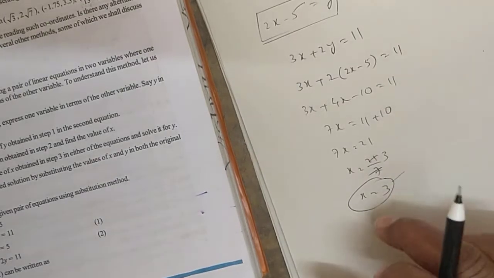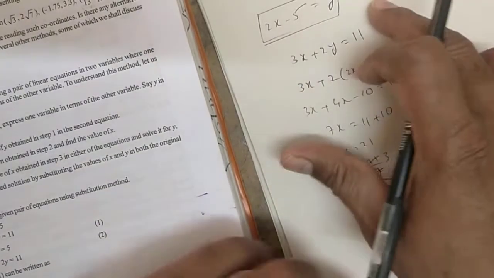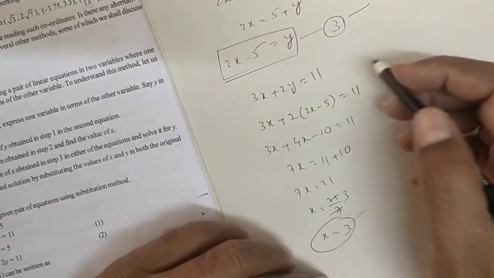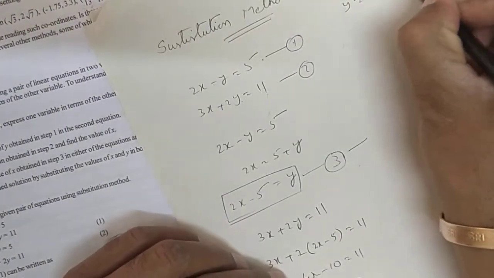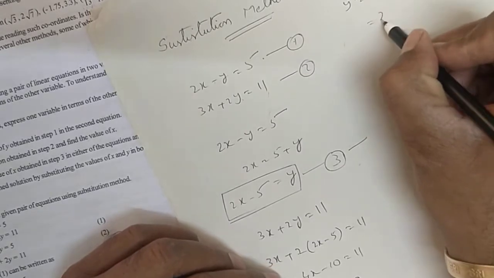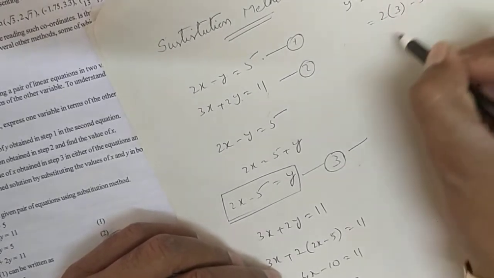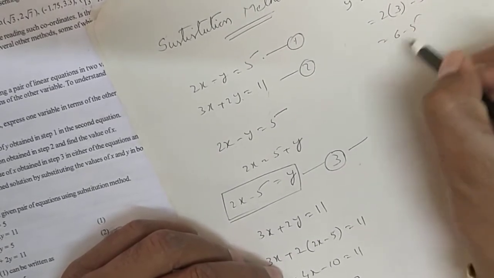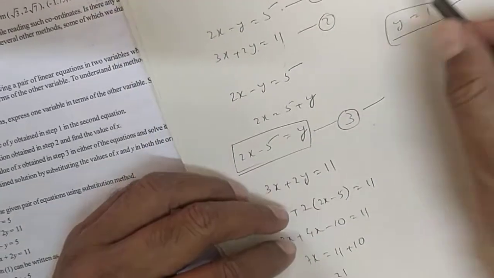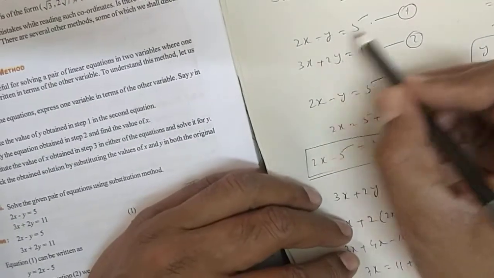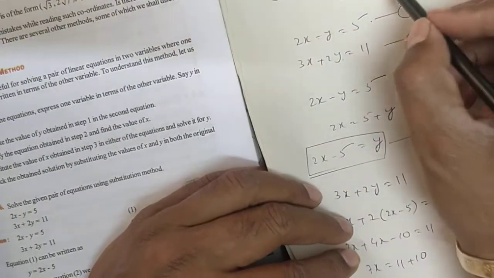Then what I have to do: this x is equal to 3, I have to substitute in equation number 3. So equation 3 is what? y is equal to 2x minus 5. So I am substituting x is equal to 3 in this. 2 threes are how much here? 6, minus 5 is 1. So what I got here, y is equal to 1, I got it. So I solved the pair of linear equations by the substitution method.